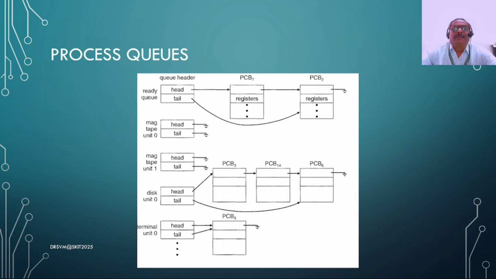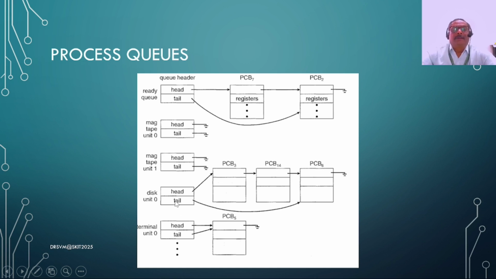In this case, two processes are waiting to be run: process 7 and process 2. Process 7 is given a chance earlier, and process 2 will get its chance later. So when we want to allocate a new process, process 7 gets the chance, and after process 7, process 2 will get the chance. Then we have another queue for any process waiting for data to be read from the magnetic tape. There are two magnetic tape unit queues: for magnetic tape 0, nothing is waiting, and for magnetic tape 1, nothing is waiting.